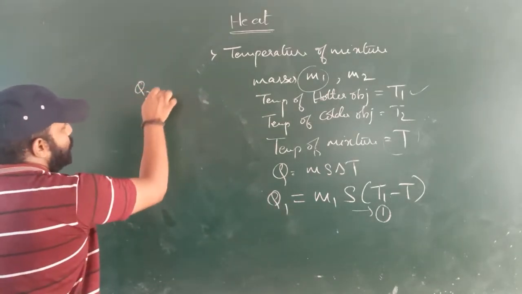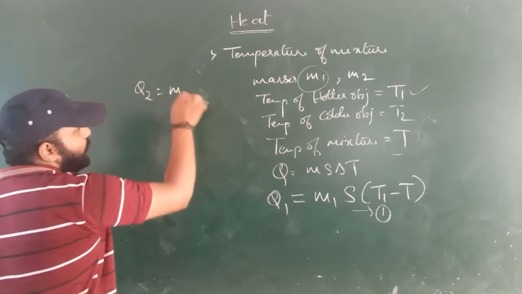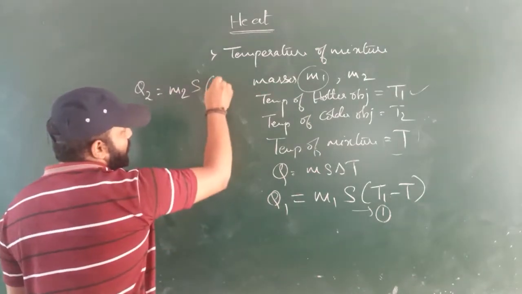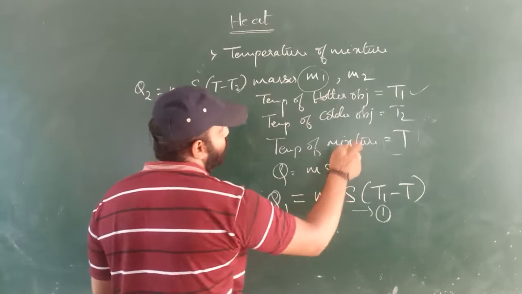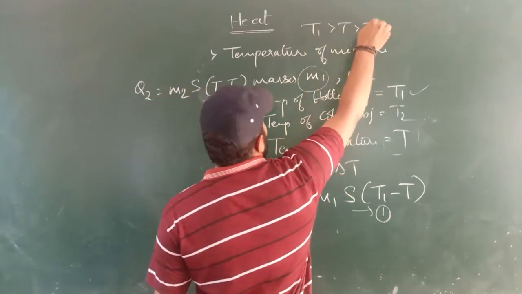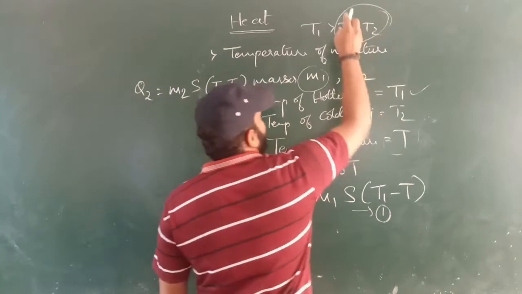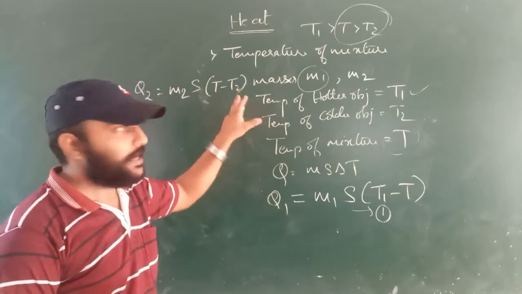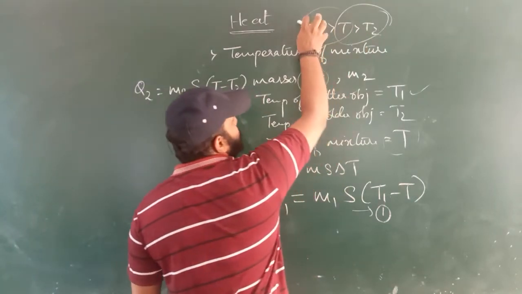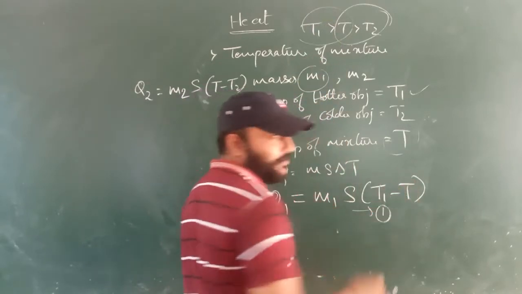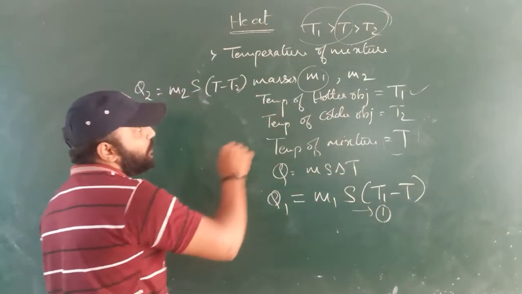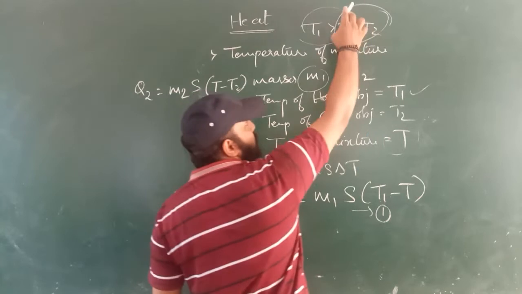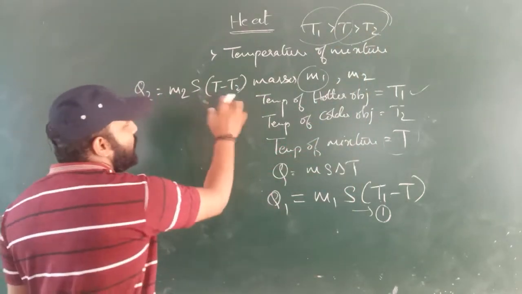Next one is for the colder object, Q2. Q2 is what? We have taken the mass of the colder object as M2, times the specific heat of water, times the change in temperature, T minus T2. As I said, the relationship is T1 is greater than T greater than T2. When you compare these two, the temperature of the mixture is greater than the temperature of the colder object. Higher temperature minus lower temperature. In the first case, the temperature of the hot object is greater than the temperature of the mixture, and that is the reason I have written T1 minus T. In the second case, why have I written T minus T2? Because the temperature of the mixture is greater than the temperature of the colder object.